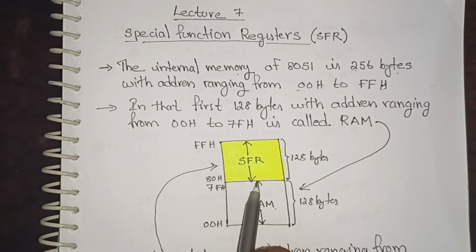Actually here we have 128 bytes, but not all the locations are occupied because we don't have 128 special function registers. We cannot use the empty locations while we are programming. That will result in some unpredictable behavior.